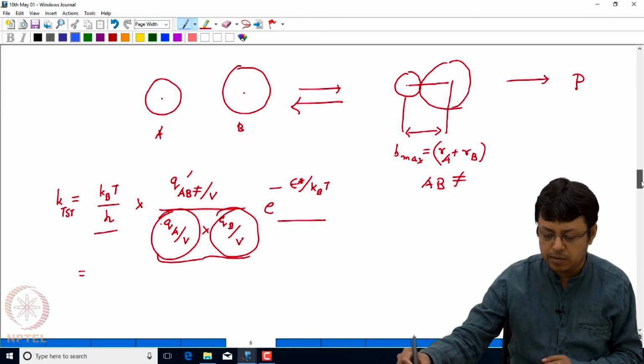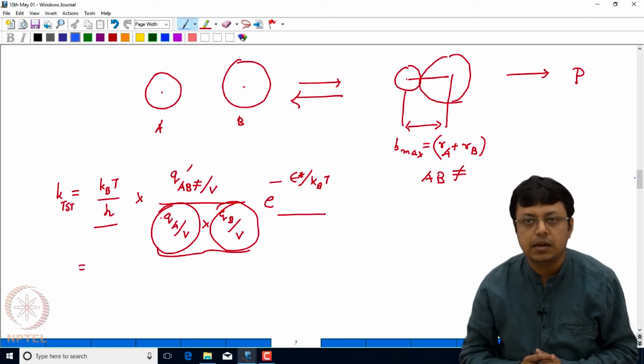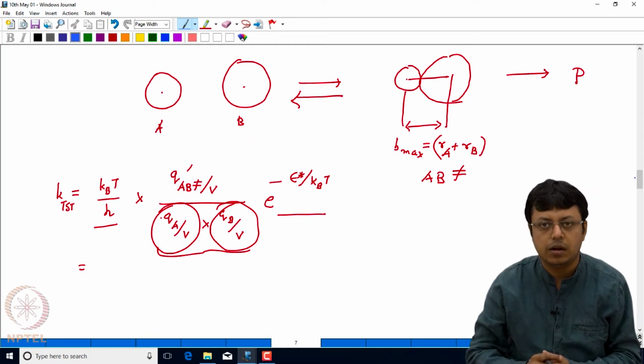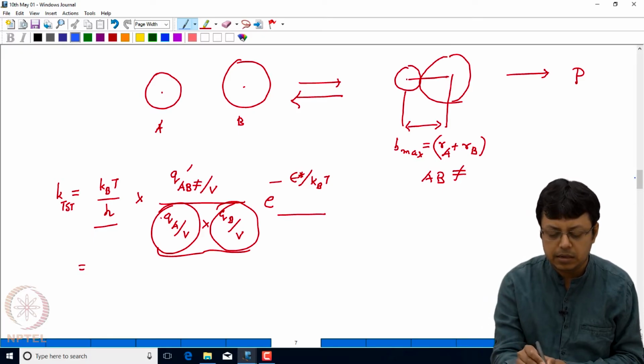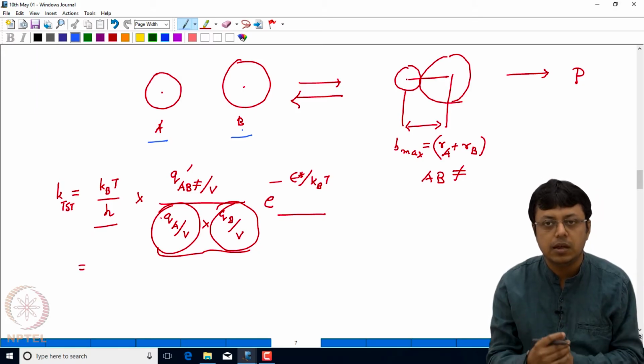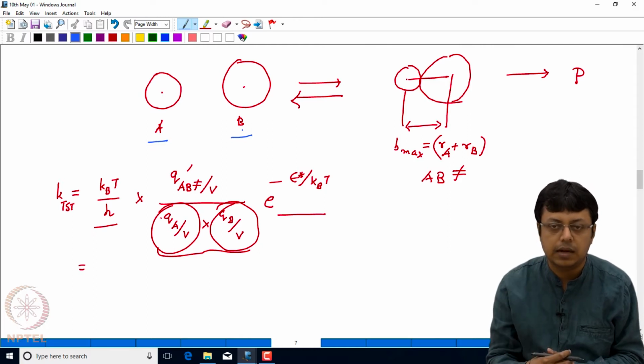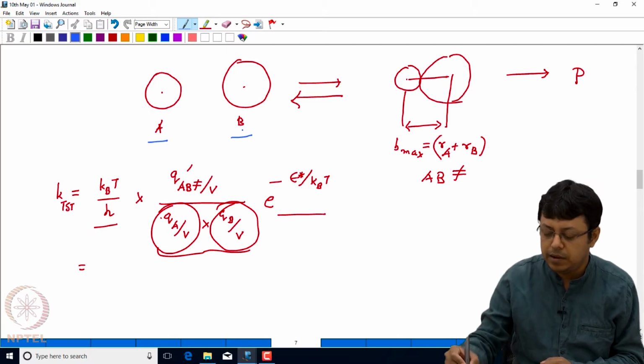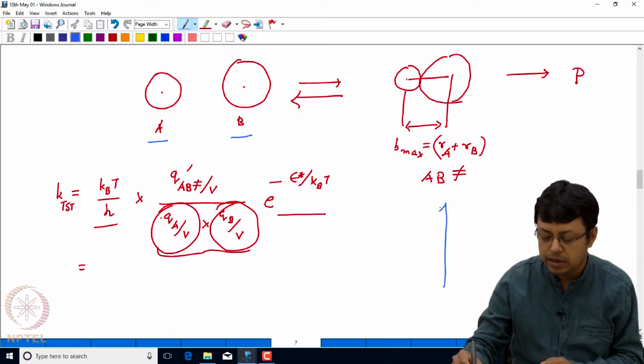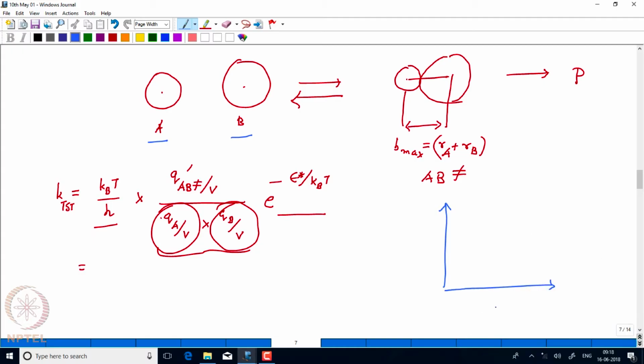And here what I have drawn is basically just to give you a feeling of what we are talking about. So remember that we have, suppose, a bimolecular reaction between two atoms or molecules, A and B, and we are approximating the shape of these atoms or molecules to be spherical, and these are hard spheres in the sense that if I plot the potential energy between them as a function of the distance between them.